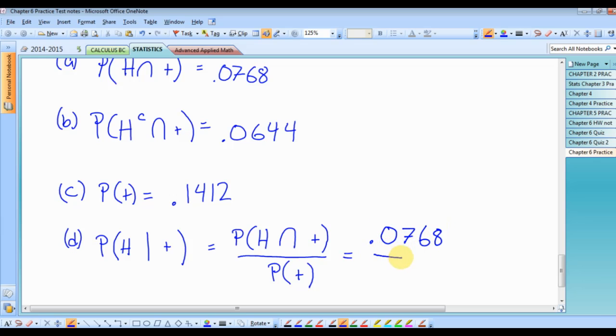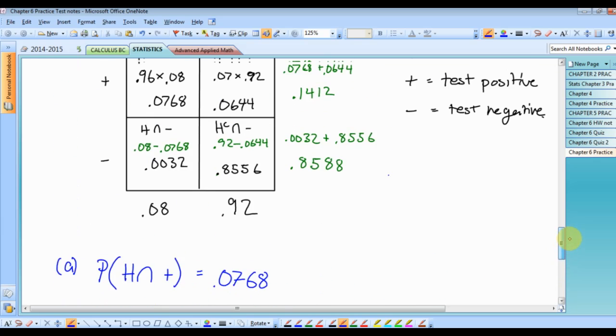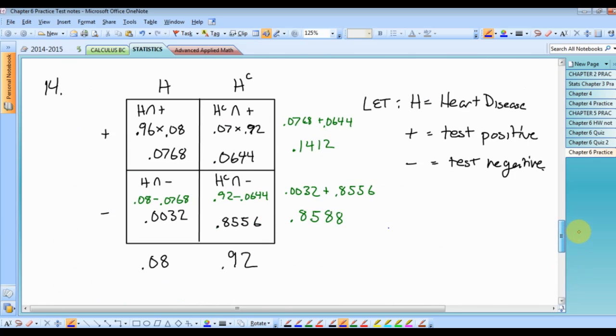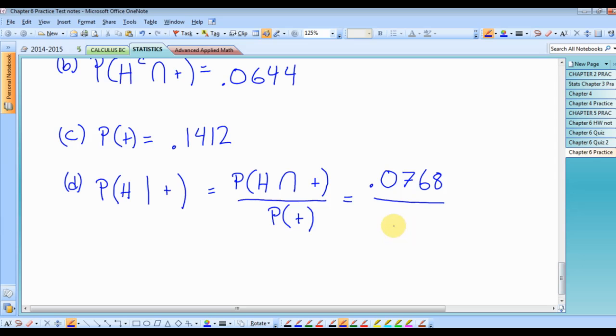What was the probability of testing positive? 1412. It's okay. That's somewhere near 50%. What was it? 54. And look what that says. If you tested positive, you only have a 54% chance of actually having heart disease. That's not that good of a test, right?